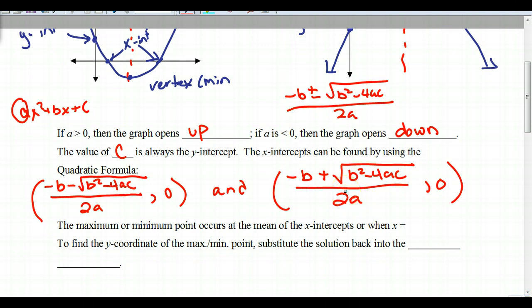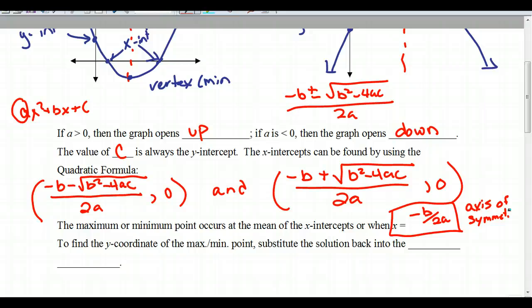Okay? So the maximum or the minimum point occurs at the mean of the x-intercepts, or when x equals minus b over 2a. Do you remember that? Okay, this right here is your axis of symmetry. To find your y-coordinate of the max or min point, you're going to substitute the solution back into the original equation.